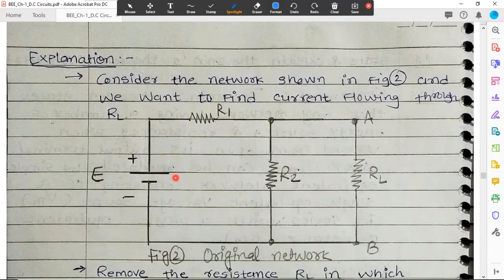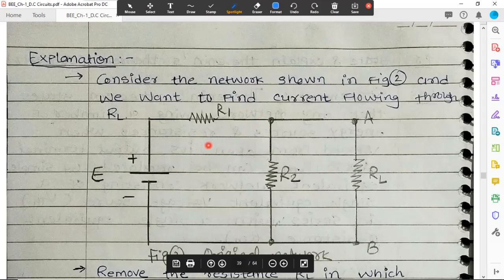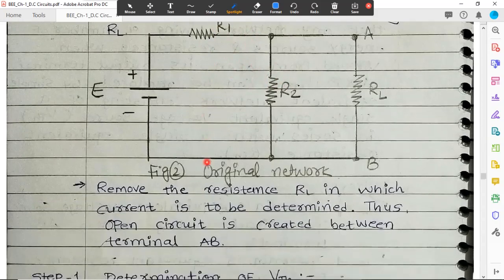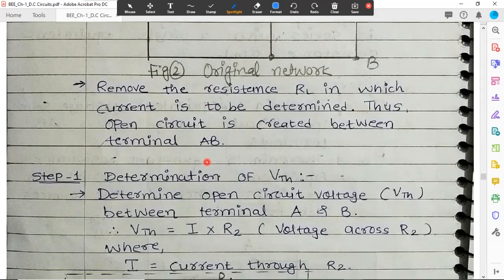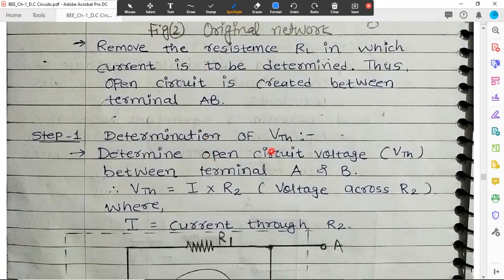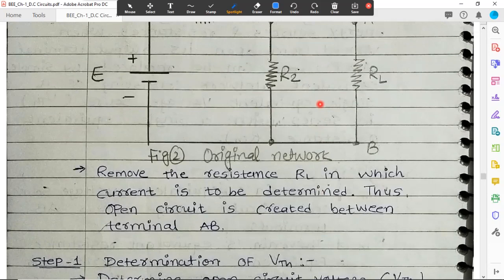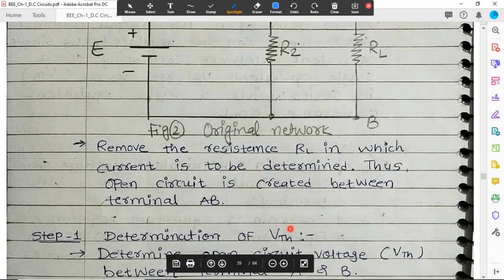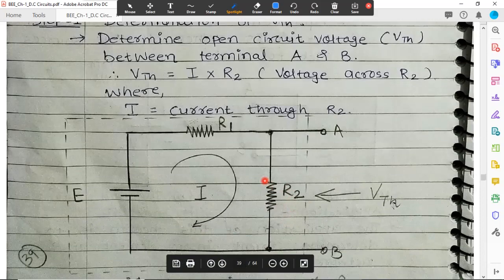Now again, we have taken the same circuit diagram, same network as we have discussed in Norton's theorem. We will convert that network into appropriate Thevenin's equivalent network. So first of all, we have to measure VTH. VTH is Thevenin's voltage source or open circuit voltage between terminal A and B. So we have to open that terminal A and B, and we can draw the network again. See here, by open circuiting the terminals AB, we have to find VTH here.